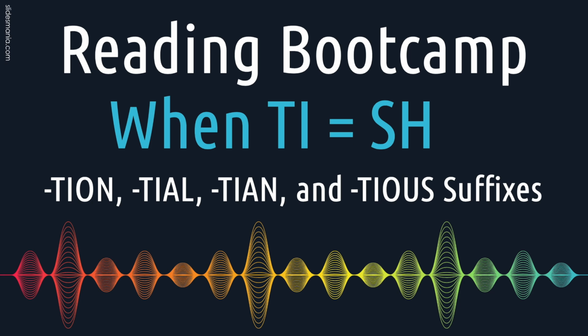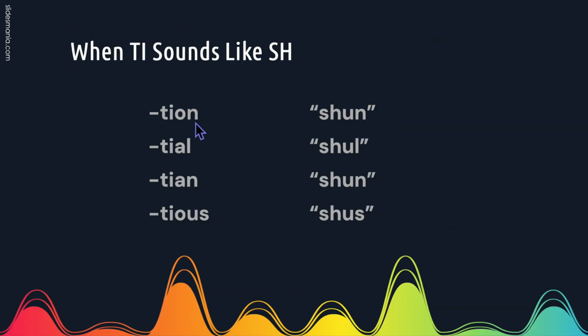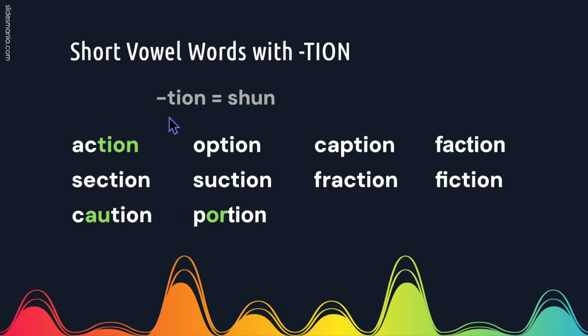We're going to learn about 4 suffixes where the TI says sh. These suffixes all have a TI that says sh. So this will be pronounced shun, shull, shun, and shus. By far the most common of these is the suffix shun, spelled TION, and this one is the most important one for beginner readers to know.